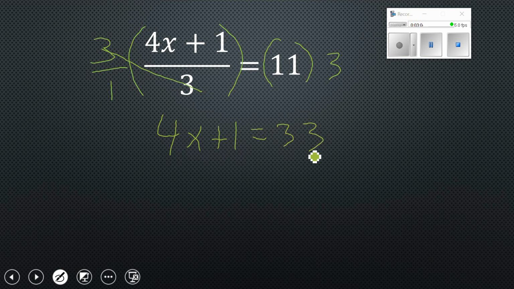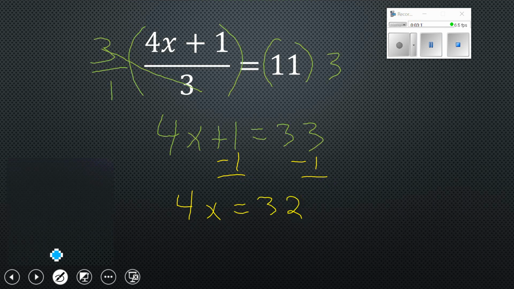All right, now this is a simple two-step equation from this point. So we want to subtract 1 from both sides and rewrite. So we get 4x equals 32. Then, of course, we're going to divide by 4 in this case to get rid of the 4 next to x. And our final answer will be x equals 8.